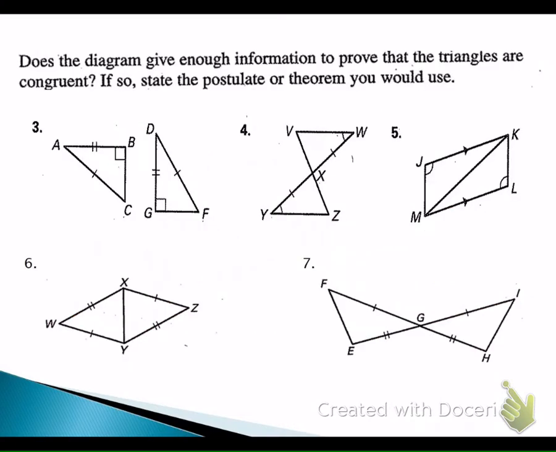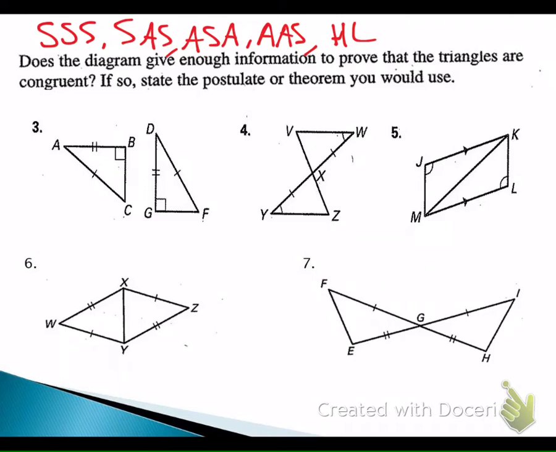Does the diagram give enough information to prove that the triangles are congruent? If so, state the postulate or theorem you would use. This is like the back page on the quiz or the reviews that we were doing last week. Is it one of the things that we learned? I will list them all. We have side, side, side. We have side, angle, side. We have angle, side, angle. We have angle, angle, side. And the newest to the group is HL.